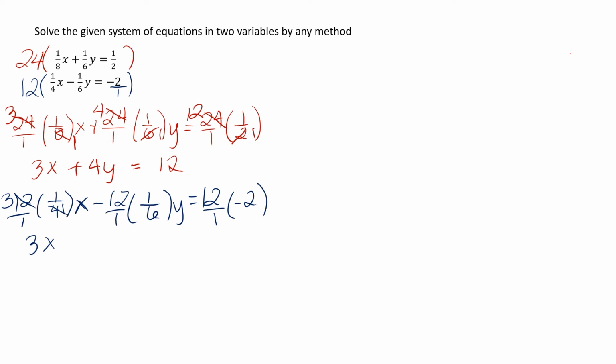6 goes into 12 2 times, this reduces to a 2, this reduces to a 1, so I get negative 2y. And negative 2, since there's just a 1 down here, so 12 times 12, 1 goes into 12 12 times, so it's just 12 times 2, and I get negative 24.